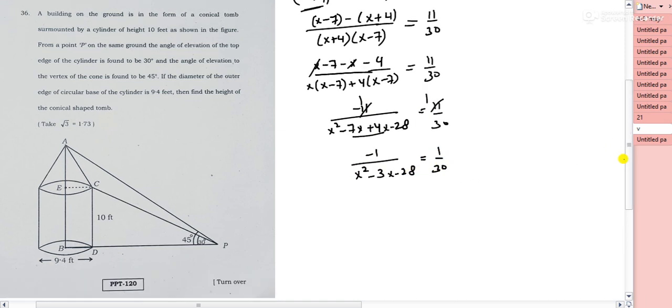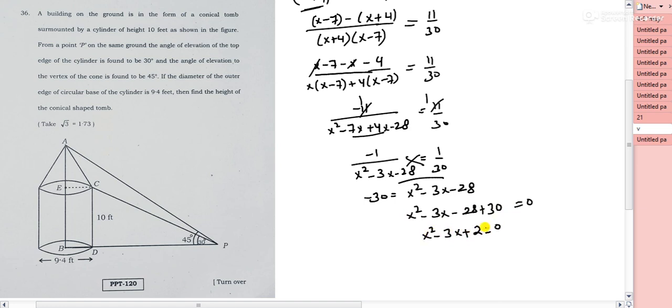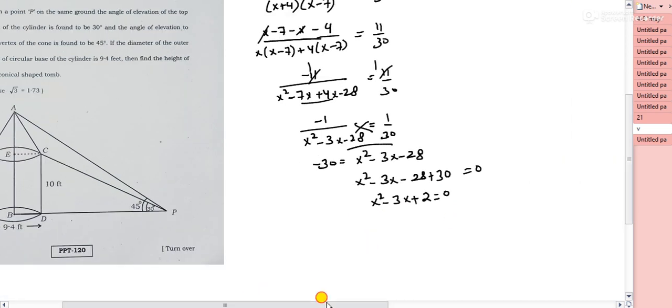Now do the cross multiplication. You'll get minus 30 is equal to x square minus 3x minus 28. Now bring this to RHS. You'll get x square minus 3x minus 28 plus 30, and this is equal to 0. So on solving this you'll get x square minus 3x plus 2 equals to 0. Got it? You got the equation.